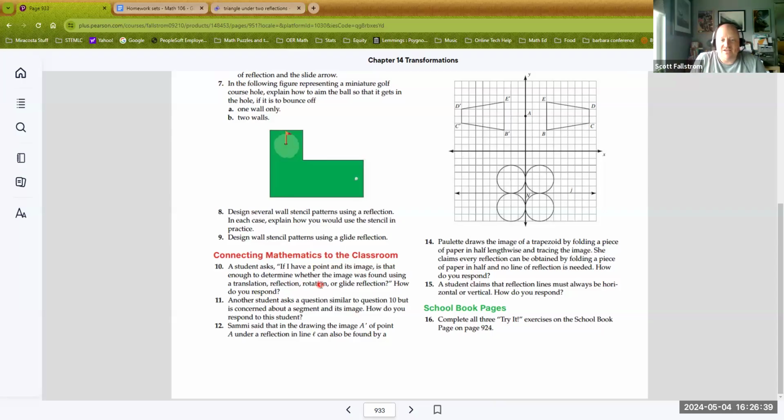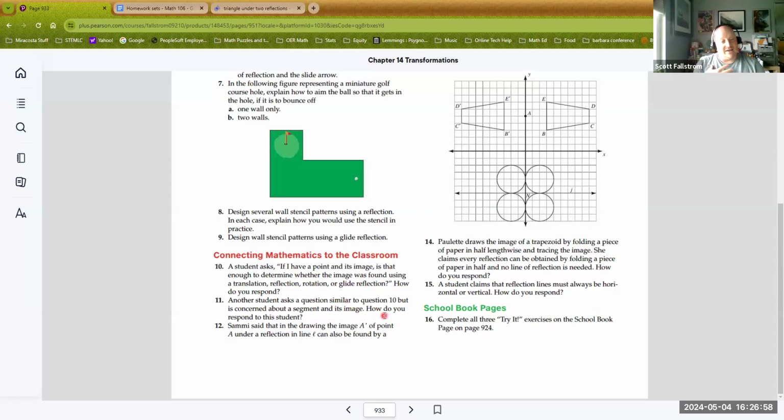Maybe it works for a translation, but not a rotation. Maybe it works for a reflection, but not a glide reflection. You got to tell me if I know a point, a single point, and the image, which is a single point. Is that enough? Question 11, another student says, oh, wait a minute.